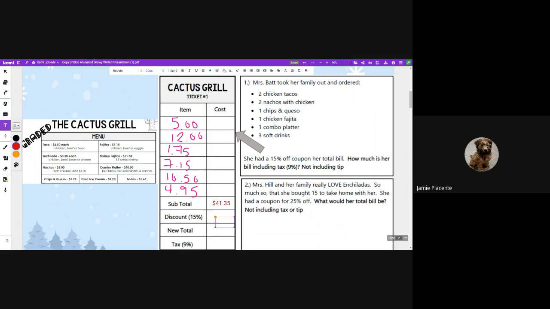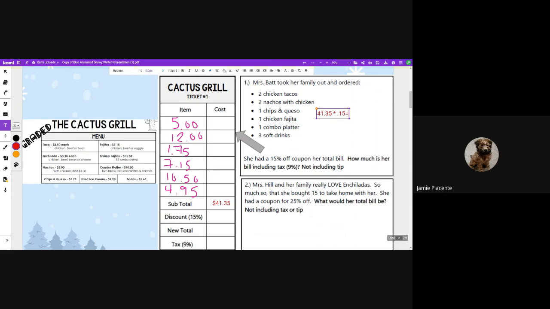Okay, now the next box says discount. So it says she had a 15% off coupon on her total bill. How much is their bill including tax, not including tip? So we need to take 15% off that 41.35. So to do that, we are going to take, and I'll show the work up here, 41.35 times our coupon in decimal form, so 0.15. So let's see what that equals.